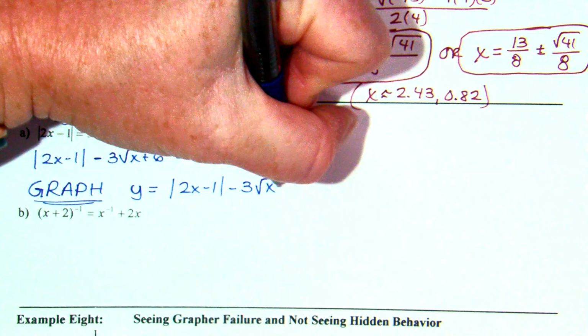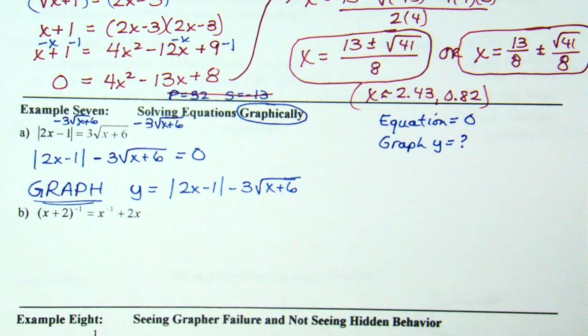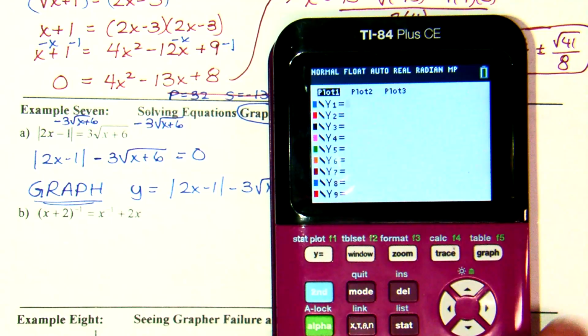So, steps so far. I did my equation, and I made it equal to 0. Then you're going to graph y equals whatever equation. So this means I have something to teach you, don't I? How to put in absolute value.